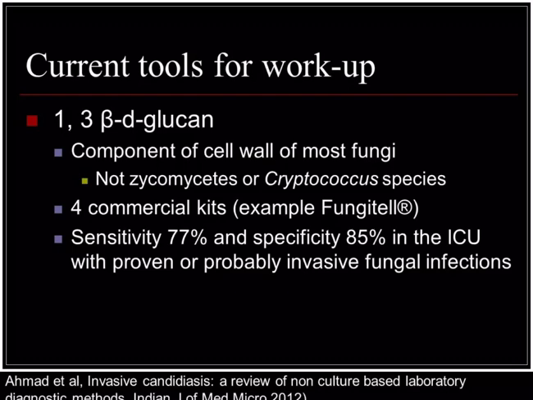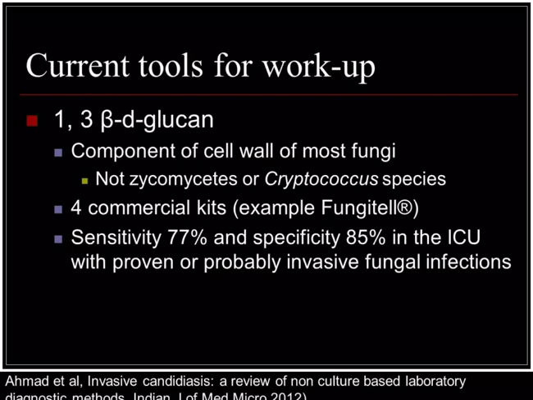1,3-beta-D-glucan is probably the one I see come in the most on outside records. I believe the St. Joseph Hospital System uses this. This is a component of the cell wall of most fungi, but not Zygo or Crypto. So you also have to know where you have a hole in coverage. It's not a failure, it simply doesn't have the ability to look for that.